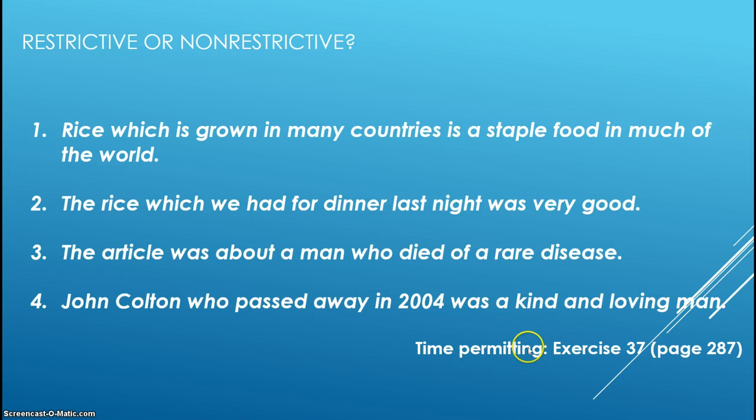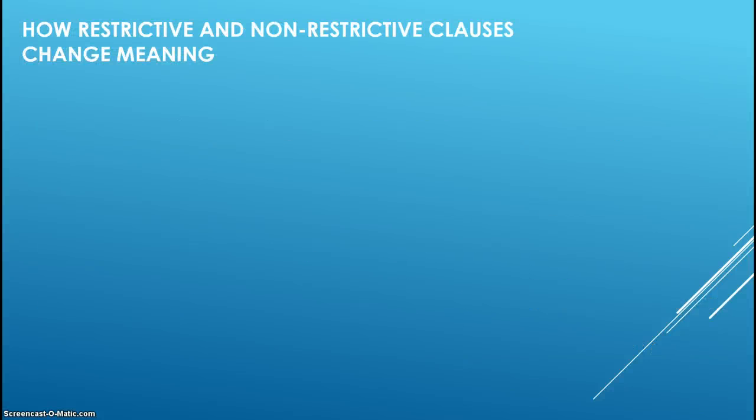All right, now if you need some more practice with that, page 287, there we go, exercise 37, and that can help you with it. There's just one more thing I want to talk about with the restrictive and the non-restrictive clauses, and it's just to show how they change the meaning of the sentence. They are really crucial for the sentence to show what meaning that we have for it. I'll give you an example.